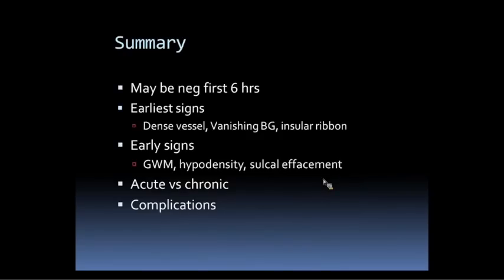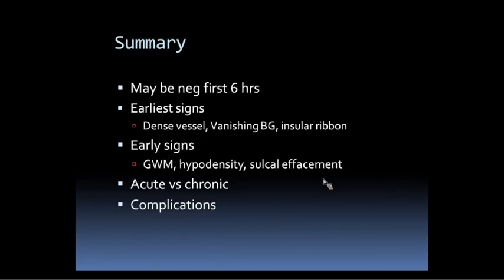All right, so hopefully this was helpful for you guys. So just to summarize some of the points, the CT can be negative in the first 6 hours in about 30 to 40% of patients. Some of the very earliest signs you can see are dense vessel, which is directly visualizing the clot, vanishing basal ganglia, which is very hard to see. You got to really kind of play with the contrast and look for that, and insular ribbon sign.